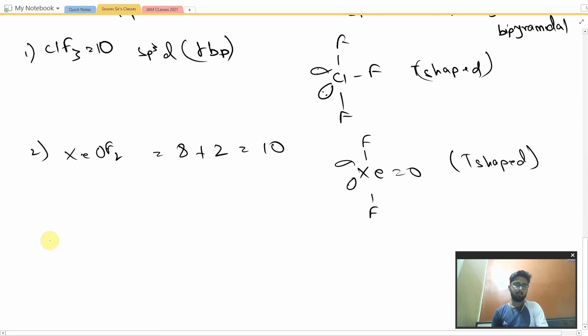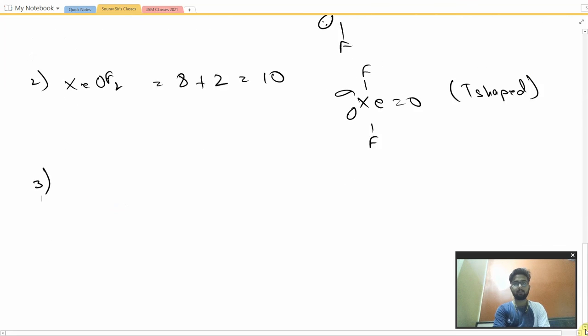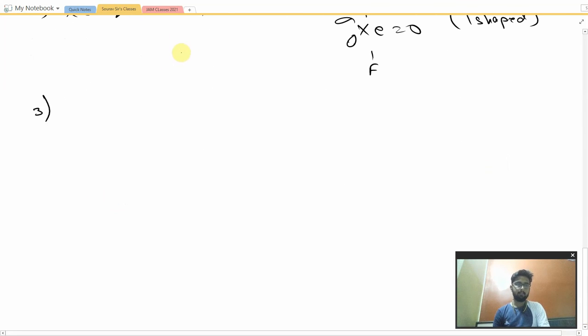Moving on to the next ion, that is N3 minus. The central N atom contributes 5 electrons, and one negative charge is there. So one electron must be removed from the valence electrons, giving a total of 4, which corresponds to a linear structure.